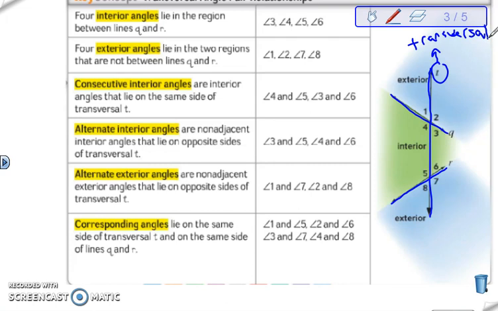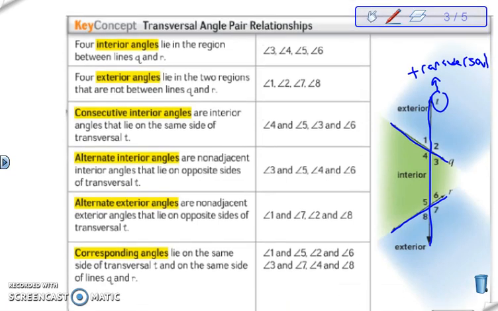Whenever we have our transversal, we might be asked to describe angle pairs. So this is similar to what we were doing last time with vertical angles and linear pairs. We just need to kind of identify where the angles are in relation to each other. And so here we have a list of the different ways we can describe the angles. So you'll notice that several terms show up on multiple occasions. All right, so we have interior and exterior.